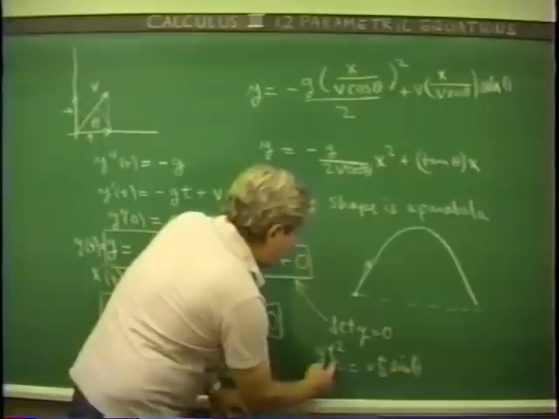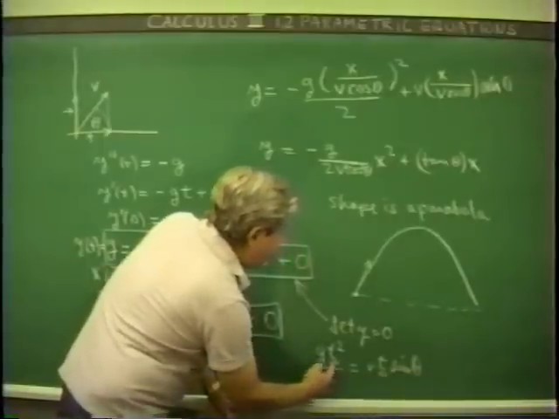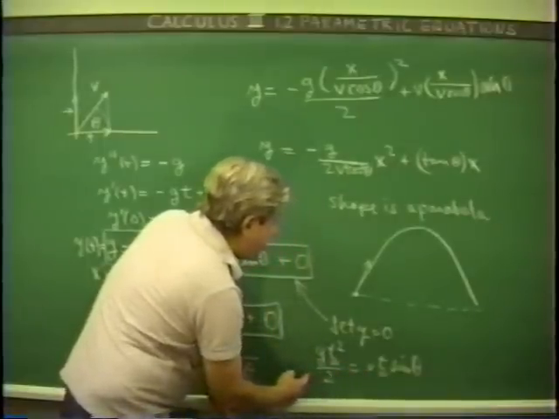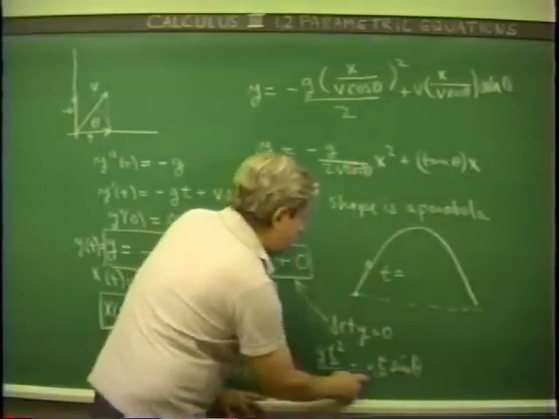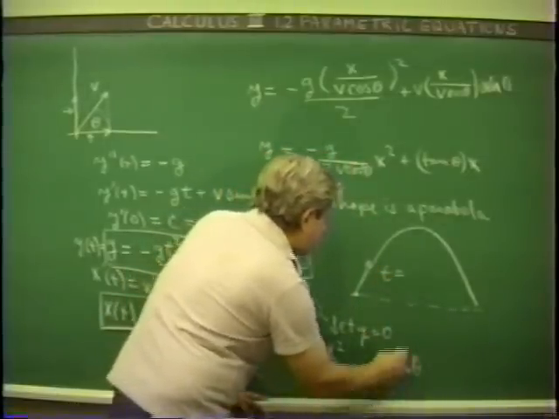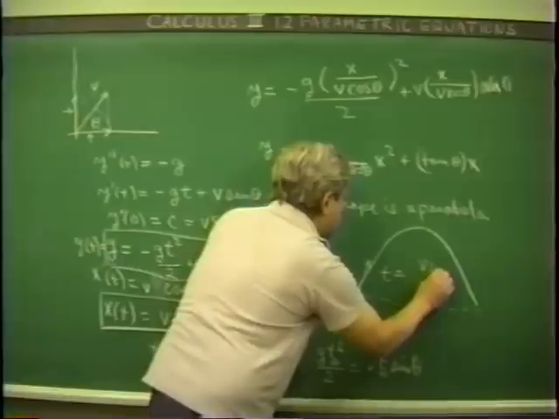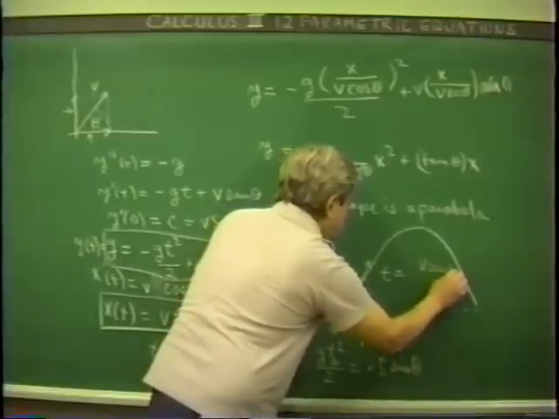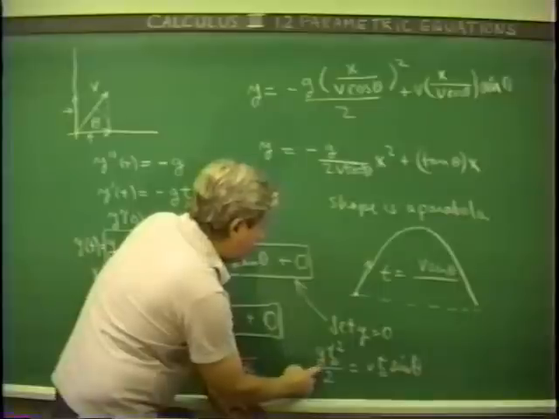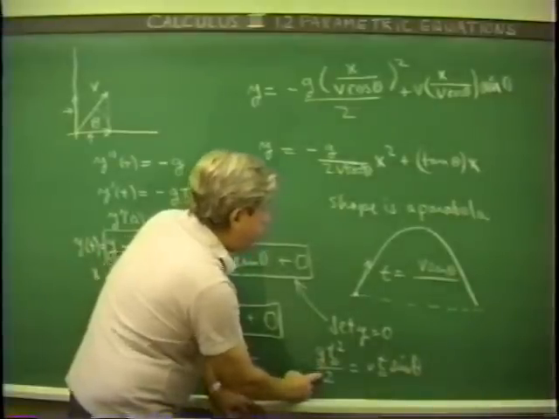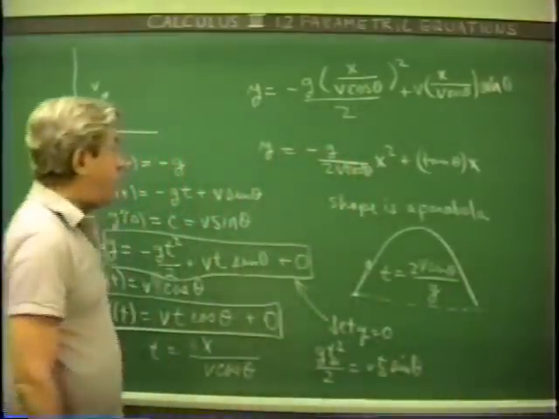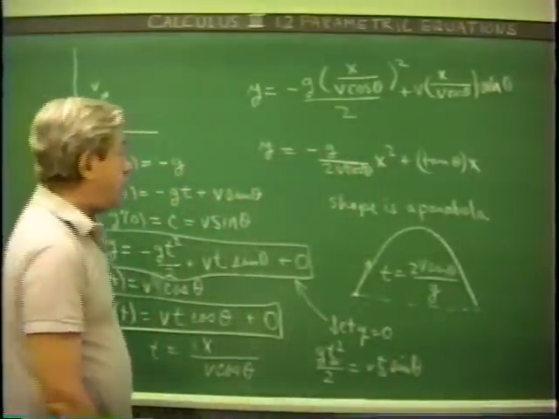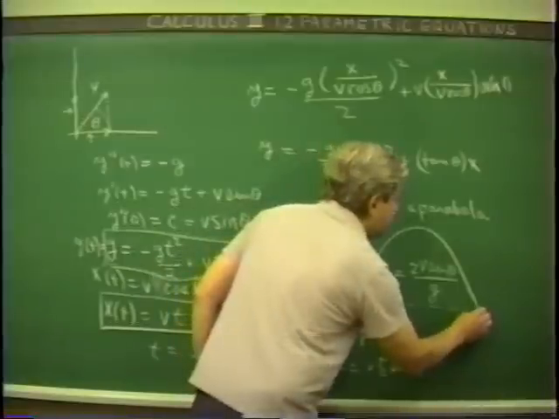Otherwise, if t is not equal to zero and we divide this by t, we get that t is equal to v sine theta divided by g over 2. So 2v sine theta over g is when this hits the ground.